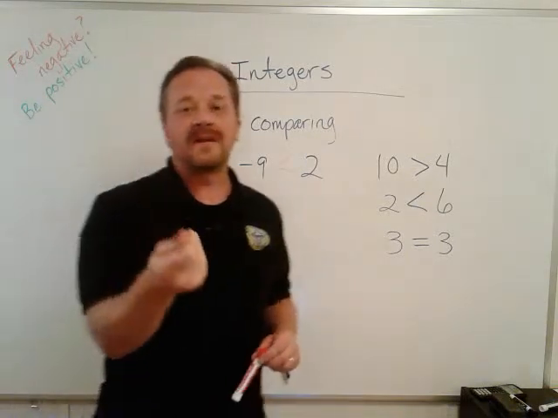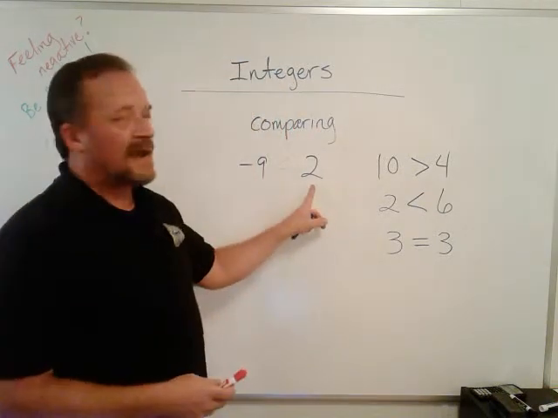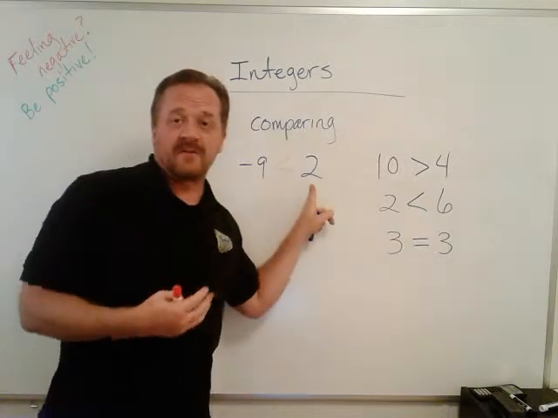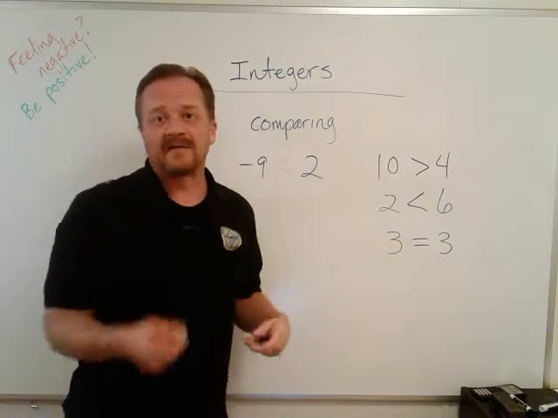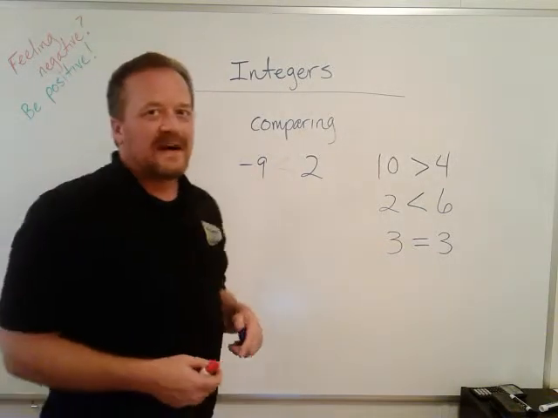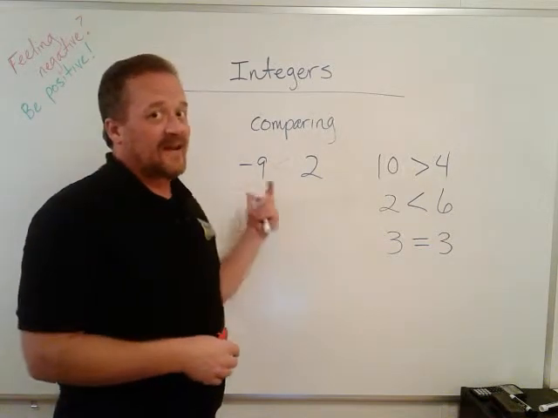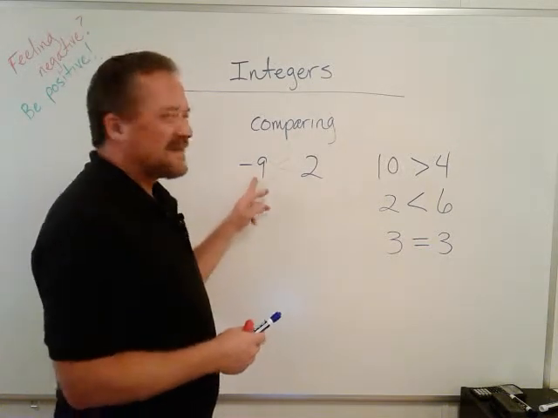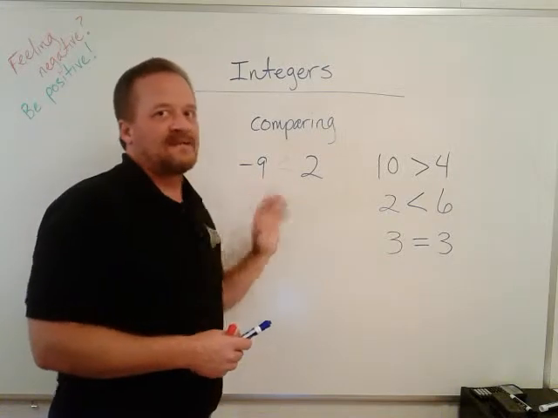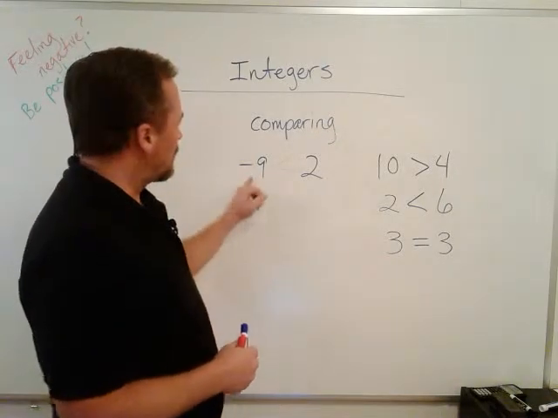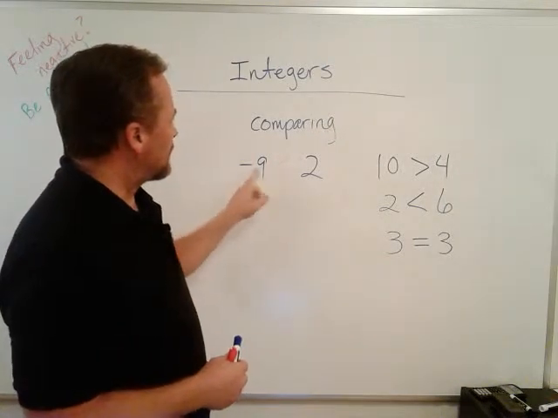Think of it in terms of money again. Here I have $2. That's a positive situation. It's only $2, but I have it. Here, I owe somebody else $9. That means I have less than 0 money. Now I'm in debt, okay? So this is a correct comparison for -9 and 2.